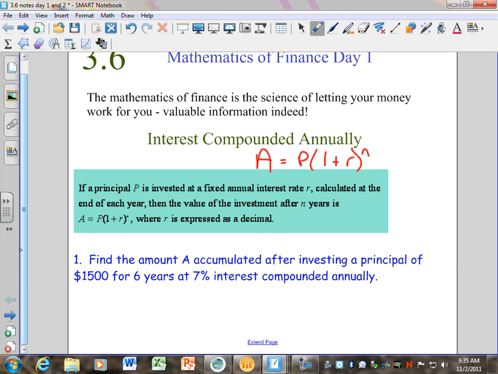I'm trying to find A, and I'm just going to plug all this stuff in. The principal is $1,500 times 1 plus, remember, just like the population growth, we're not going to say 1 plus 7, 7% as a decimal would be 0.07. And what am I going to put up here next one? It's compounded annually, which means once a year for 6 years.